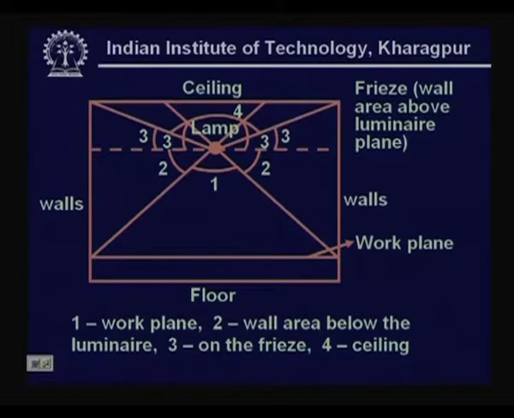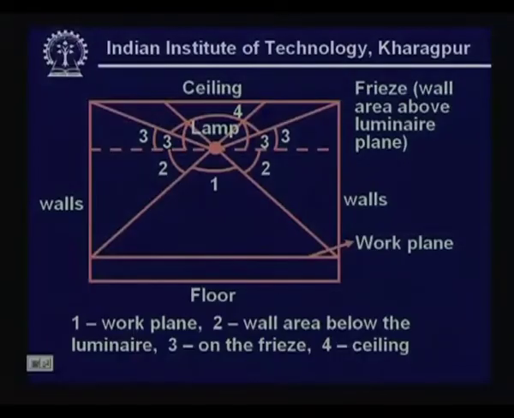Look at this, the volume has been divided into 4 areas. One is the direct work plane, which is marked 1. 2 is the walls below the luminaire. You have a horizontal plane passing through the luminaire, and the wall area coming below the luminaire is 2. 3 is what we call frieze, and 4 is the direct ceiling. Frieze is the wall area above the luminaire.